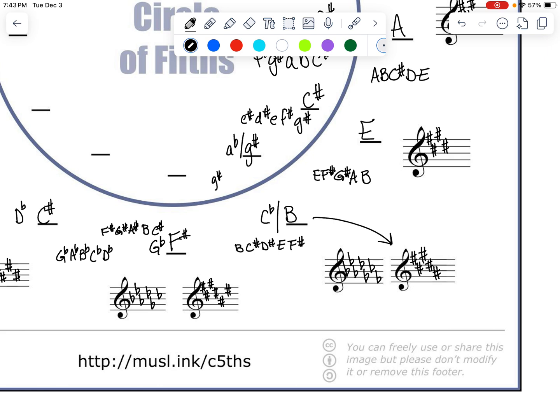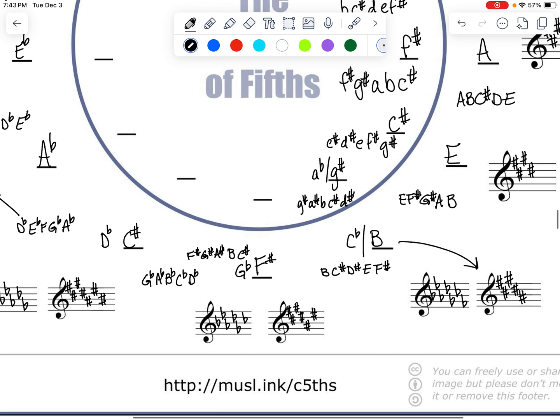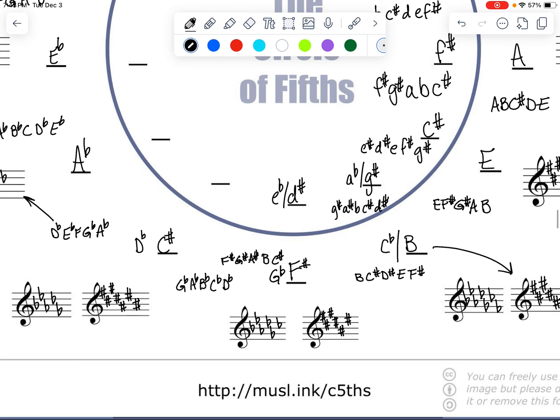Okay, now, our next one, let's see, we had G sharp. So we're gonna do G sharp, A sharp, B, C sharp, D sharp. So our next minor key is D sharp minor. And again, you can use your enharmonic and say, okay, then the flat key is going to be E flat minor.